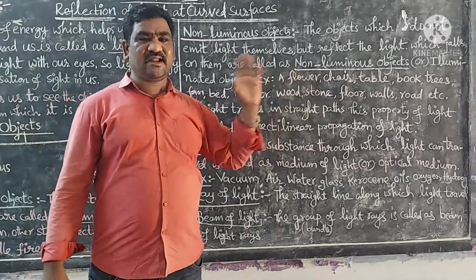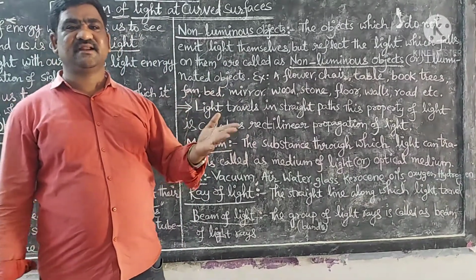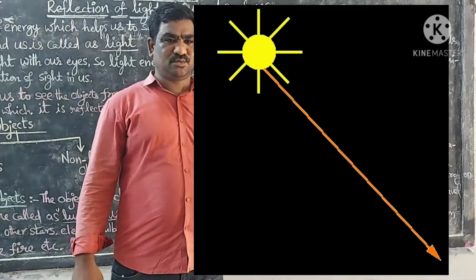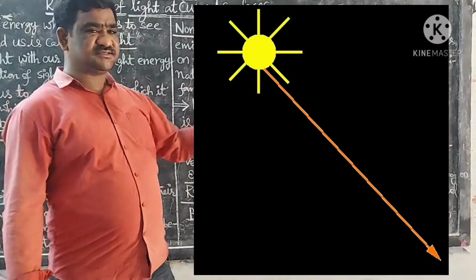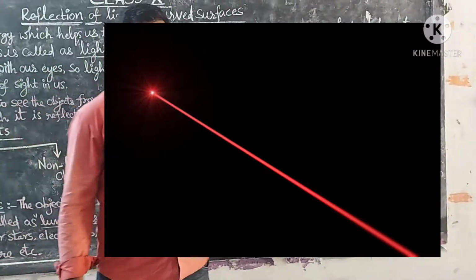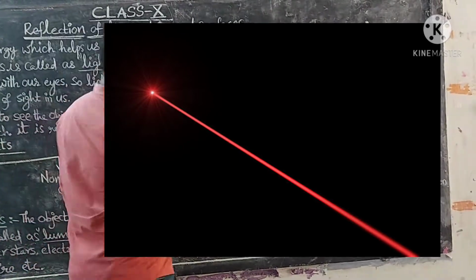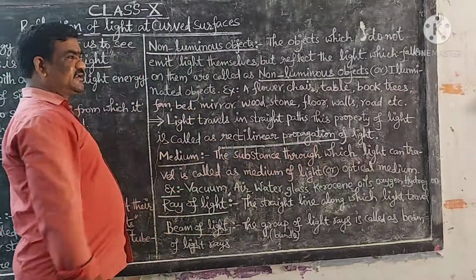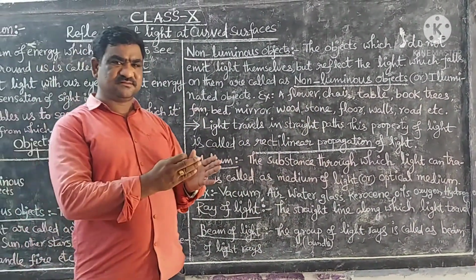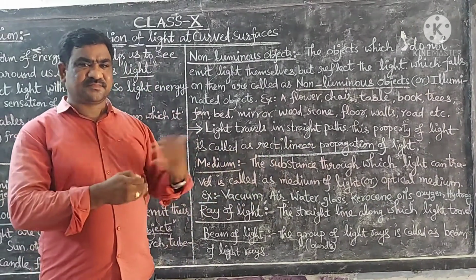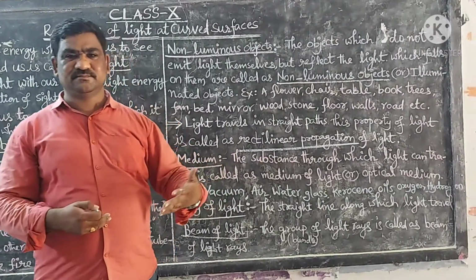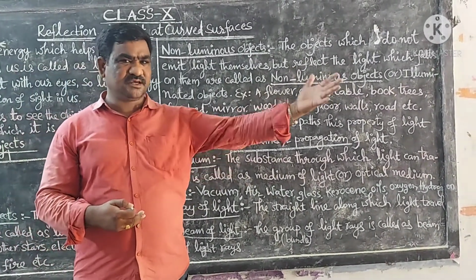Light travels in a straight line path. Always light takes the straight line path while it propagates from one point to another point. So light always travels or propagates in a straight line path. This property of light is called rectilinear propagation of light. That means always light takes the straight line path while it propagates from one point to another point.